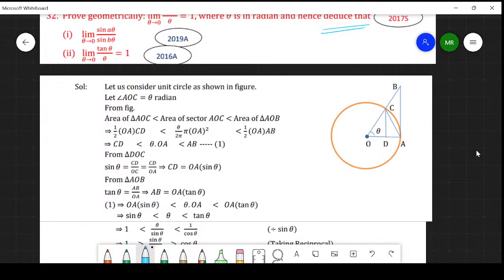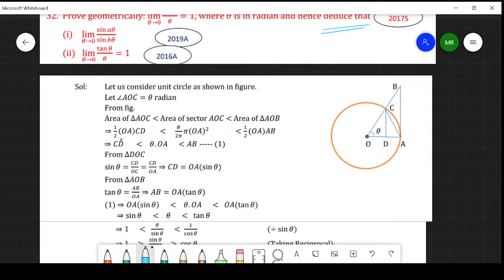Theta by 2 pi into the area written. This one you can see: the area of the sector is theta by 2 pi into pi r square, where r means radius OA. So theta by 2 pi into pi r square, and pi r square means OA whole square, is less than the area of triangle AOB. That is half into OA as base, and height is AB, so half into OA into AB.